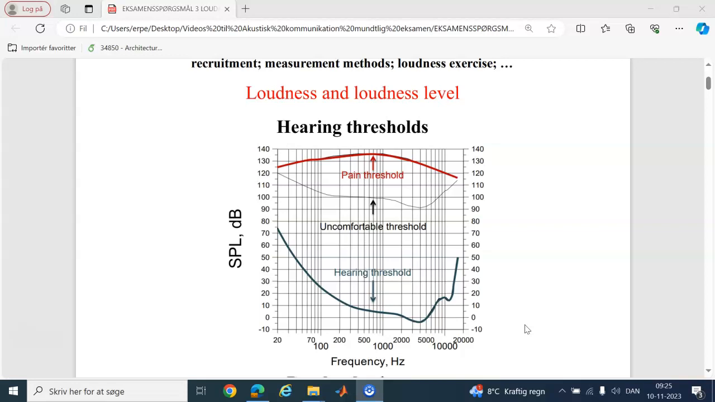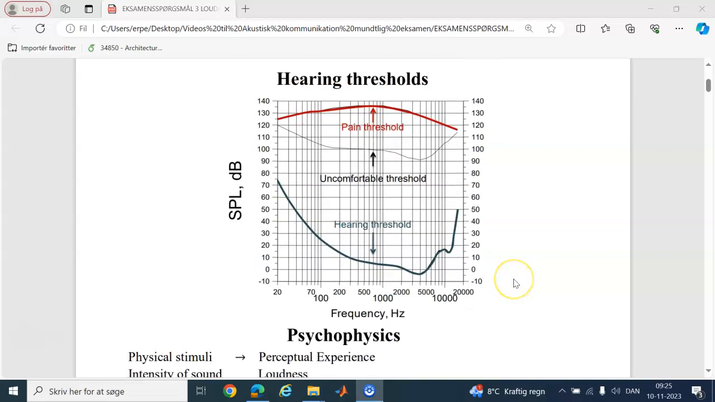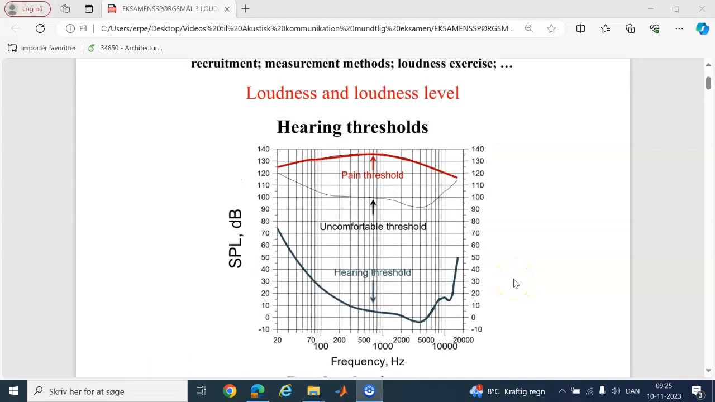After the minimum, at about 10,000 Hertz or less than 100 Hertz and so on, you can see it here. It's for normal hearing people. We also have a pain threshold, an uncomfortable threshold for normal listeners.